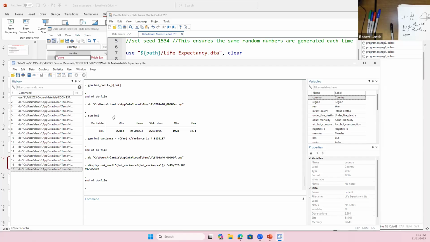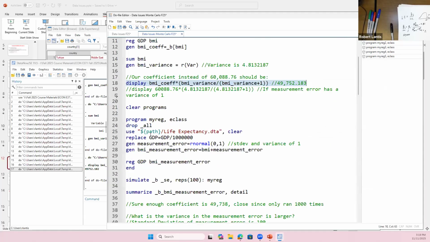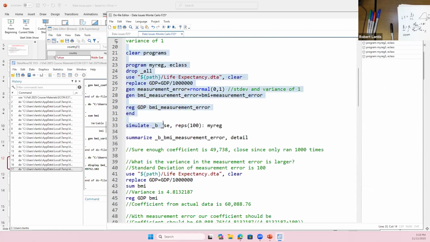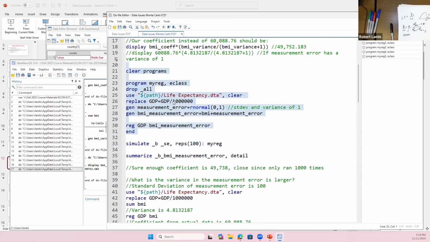So what I'm going to do, instead of using that set seed, you can actually create programs in Stata. So I'm going to create this program, and it basically will run this kind of line of code. Where it's going to go through, open up that life expectancy data, scale the GDP variable like we did. It's going to create random measurement error. I'm now going to create the random measurement error not from a uniform, but simply from a normal distribution, just to show you that it doesn't matter what distribution measurement error comes from.